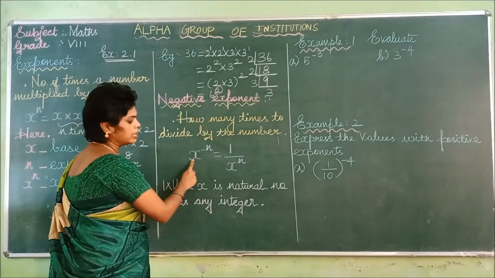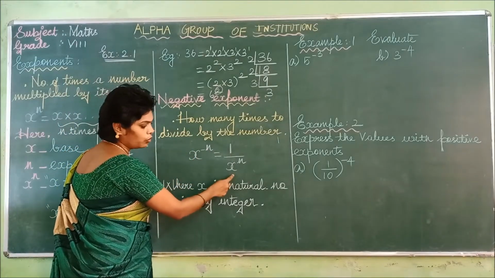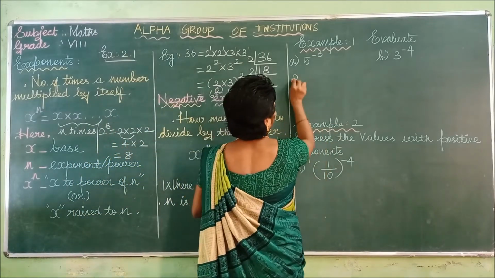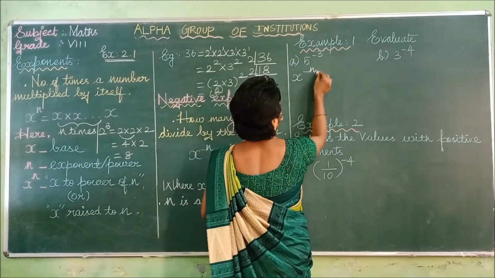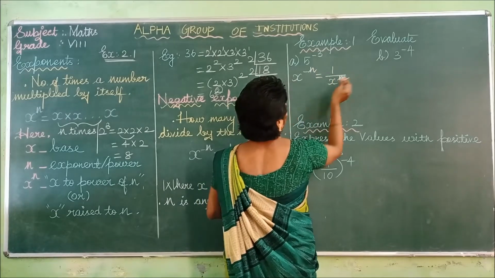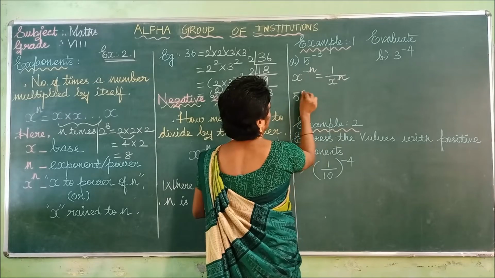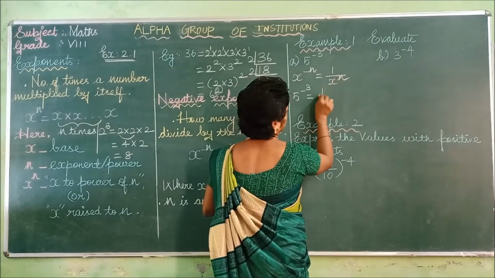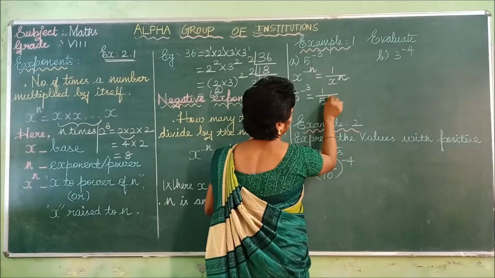So what is the formula? X power minus n equal to 1 by x power n. So you can write the formula here: x to the power minus n is equal to 1 divided by x to the power n. So 5 to the power minus 3 is equal to 1 by 5 to the power 3.